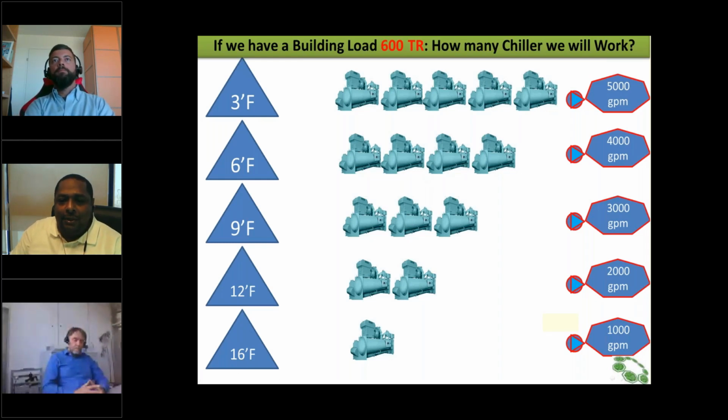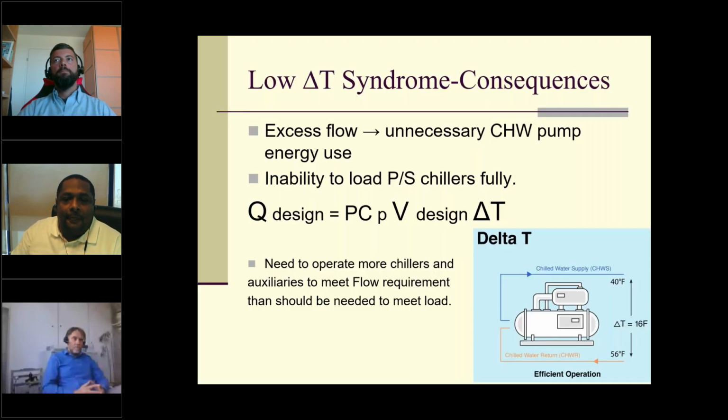This shows you how much damage can happen, as the chiller plant is operating all of this at partial load, while you only needed around 600 ton in the whole scenario, which can be run with one chiller only. As you know, the equation of the chiller flow is Q design equals 500 multiplied by the flow multiplied by the delta T.